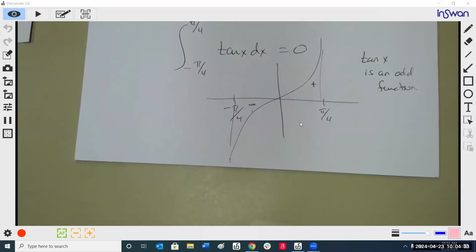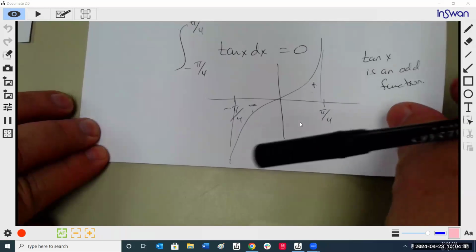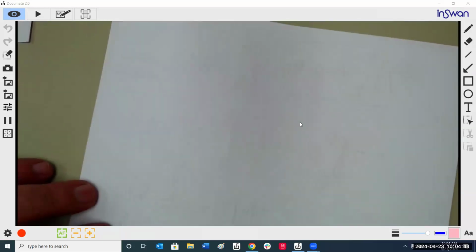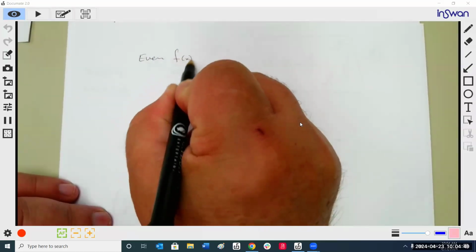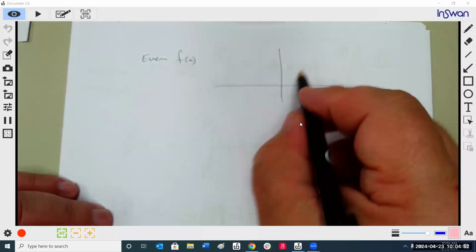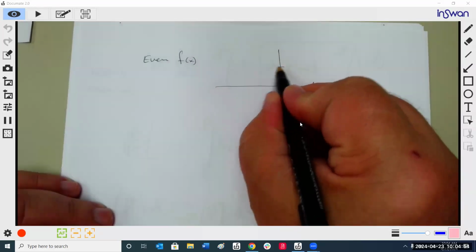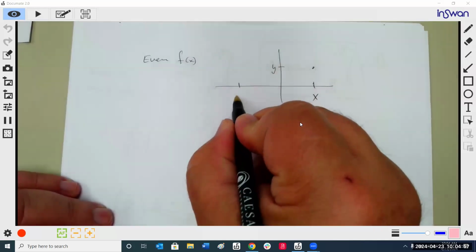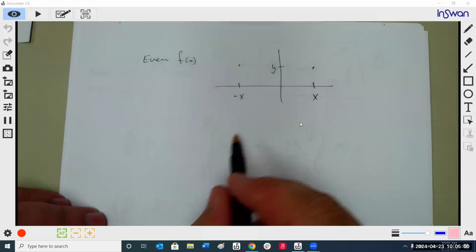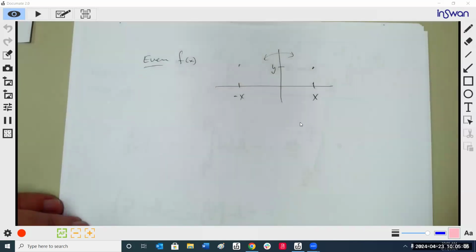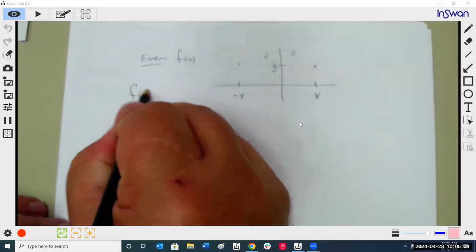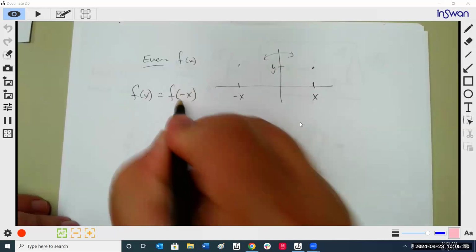Remember what odd and even functions meant in algebra? Ooh, we're getting past time. Remember what odd and even functions were in algebra? An even function is if I had an x value, it equals some y value. I get the same value if I put a negative x in there. It's symmetric about the y-axis. That's an even function. So f of x equals f of negative x.